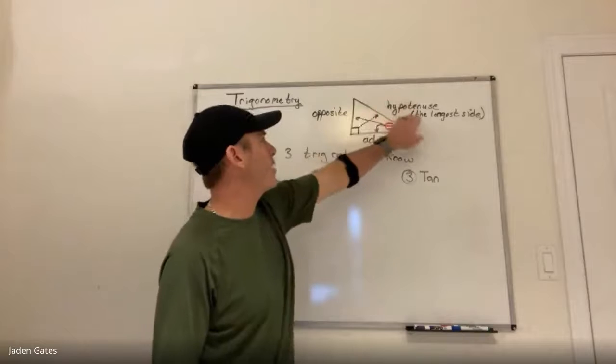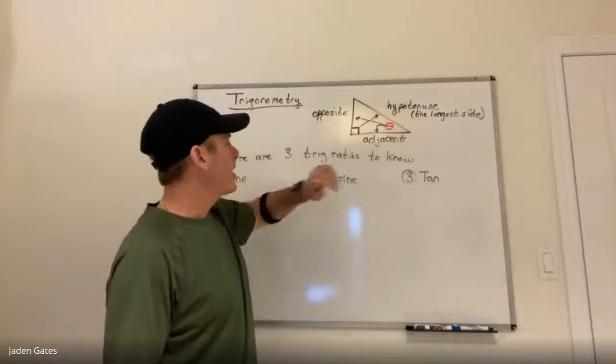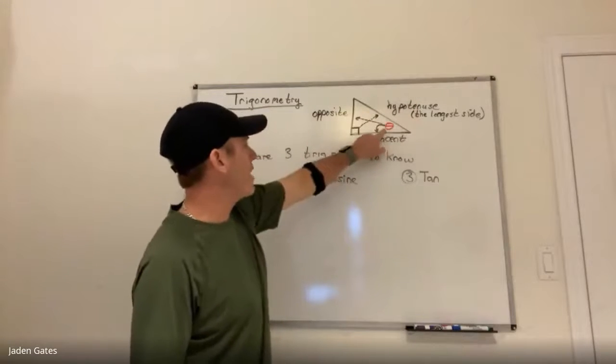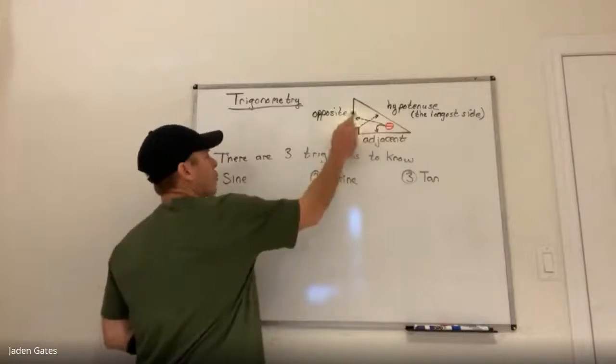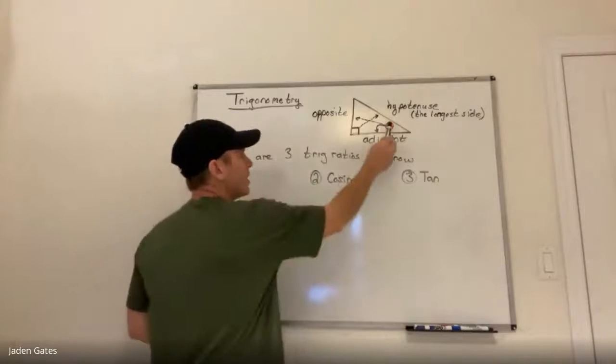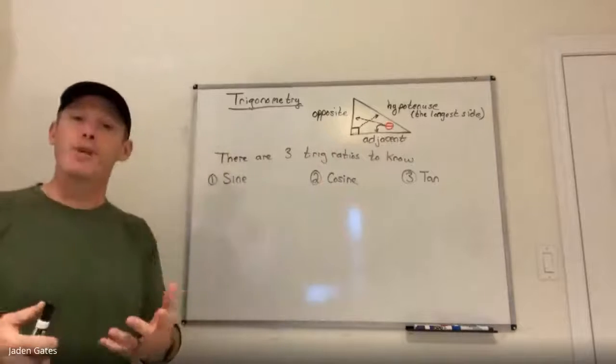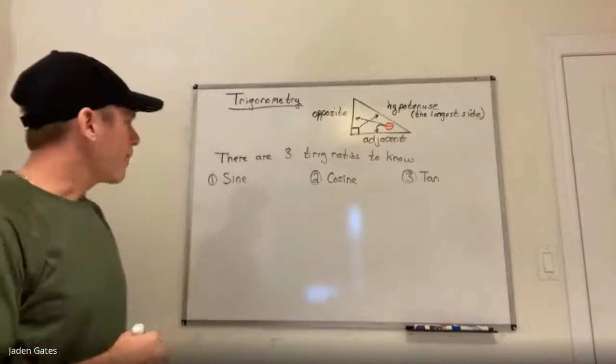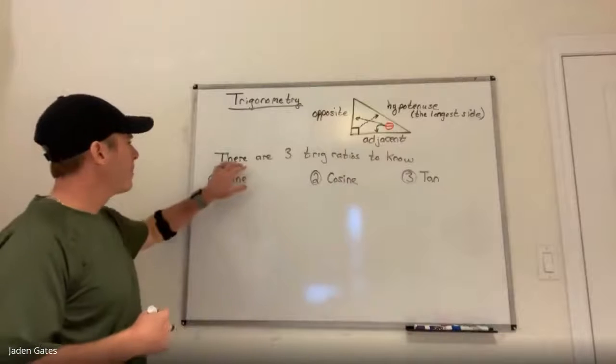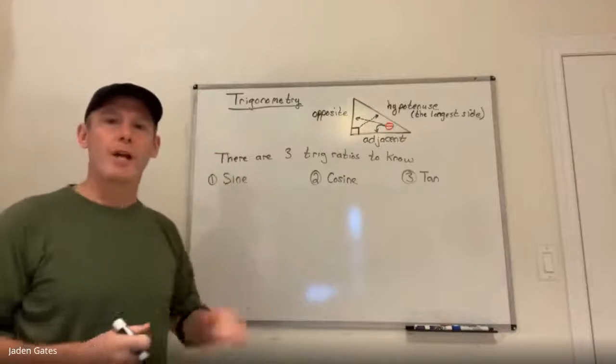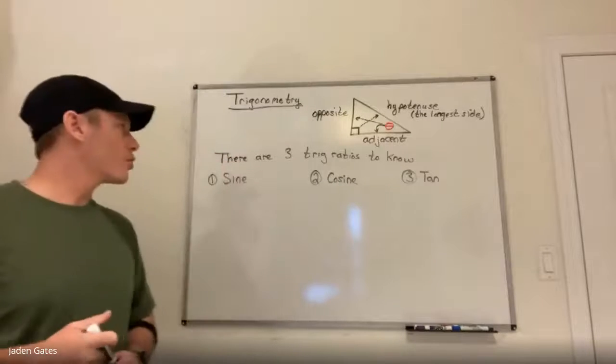So we have three sides that we're concerned about. The one across from the right angle, which is always our hypotenuse. Then we're given or trying to find another angle. The side across from it is your opposite. Your adjacent is the side beside it. It's the beside side.